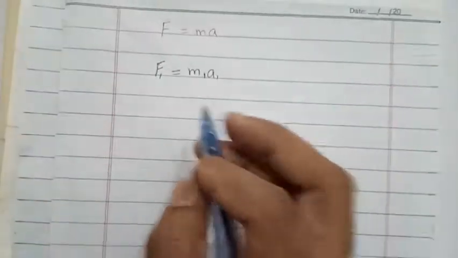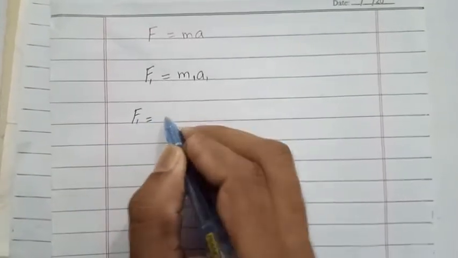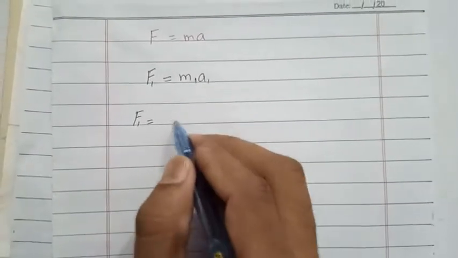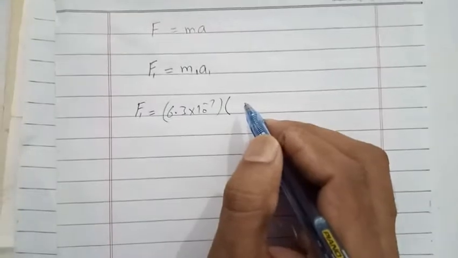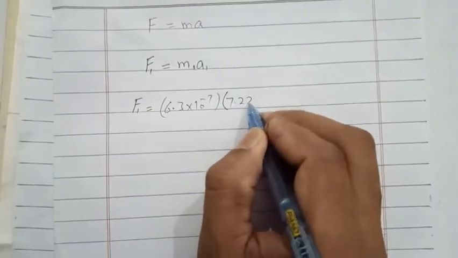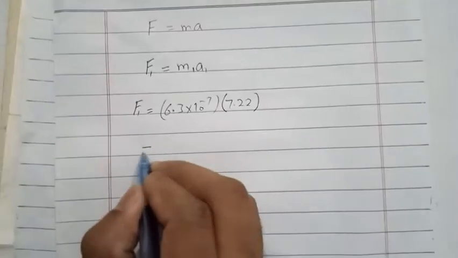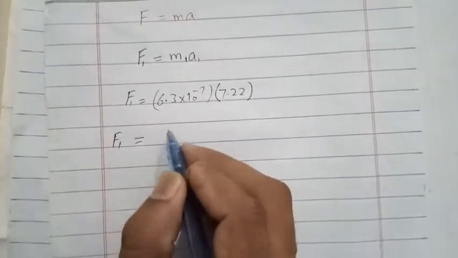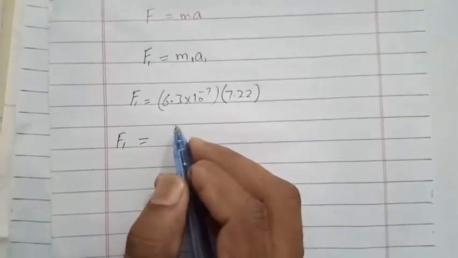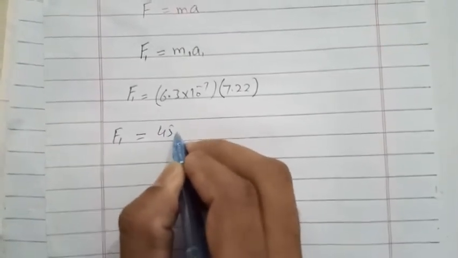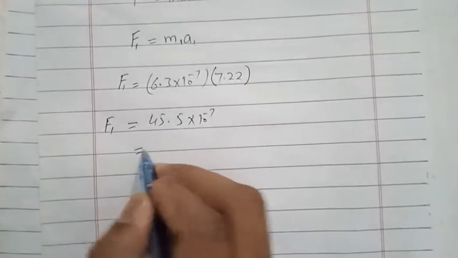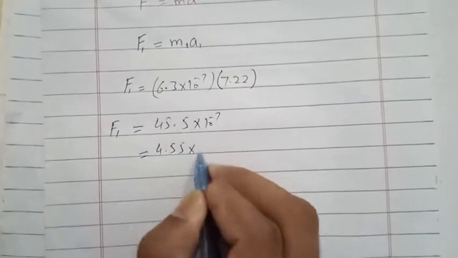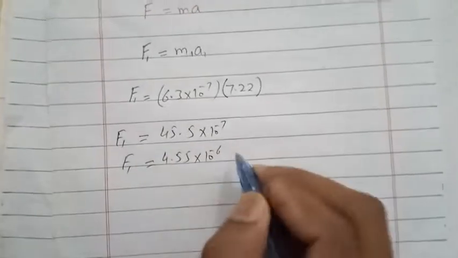So we can find the force acting on particle 1 as F1 is equal to, now I put the value of mass m1, that is 6.31 into 10 to minus 7, and the value of acceleration is 7.22 meter per second square for the first particle. The force acting on the first particle comes out to be 45.5 into 10 to minus 7, and I can write it as 4.55 into 10 to minus 6 newtons.